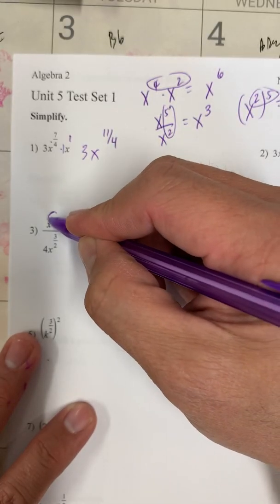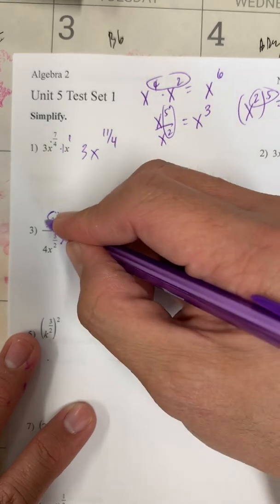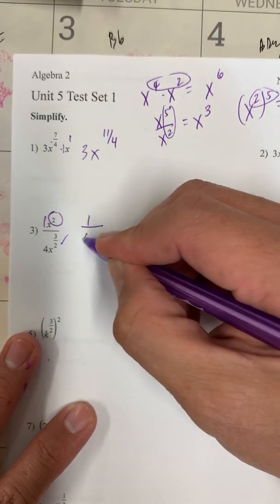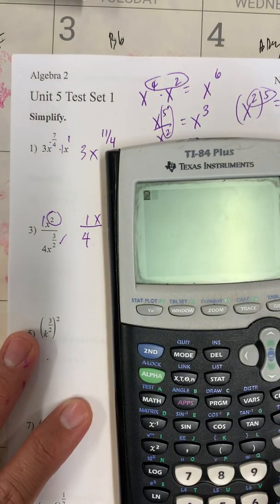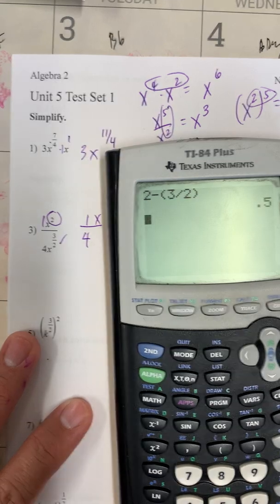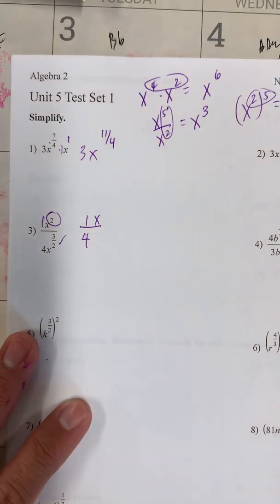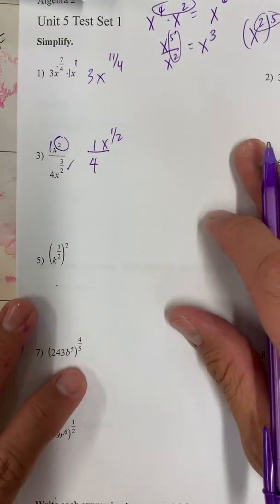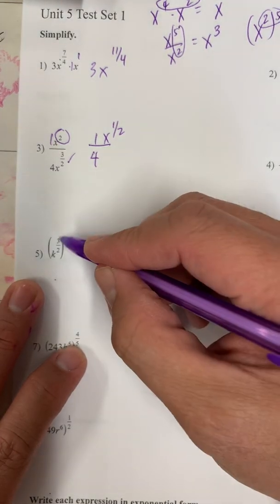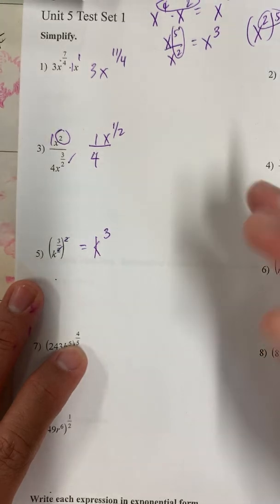Number 3 there is that you divide x squared by 4x to the 3 halves. So we need to subtract 2 and 3 halves there. So this will be an invisible 1 here. So there will be a 1/4 x. What's 2 minus 3 halves? So again, use the calculator. 2 minus parenthesis 3 divided by 2. Enter. Math. Frac. Enter. Half. So this will be 1/2 here. Number 5, we multiply 3 halves and 2. This cancels out. Basically, the answer is k to the 3rd power.